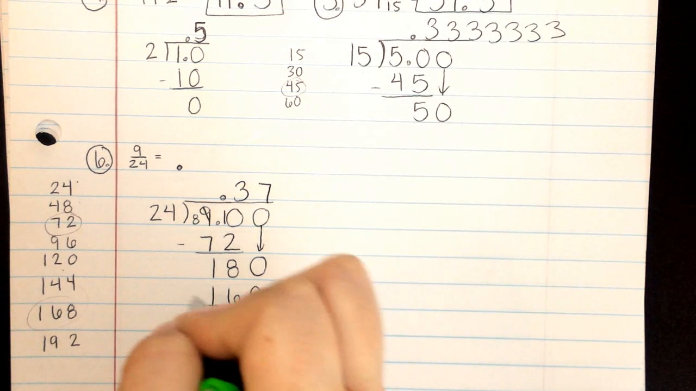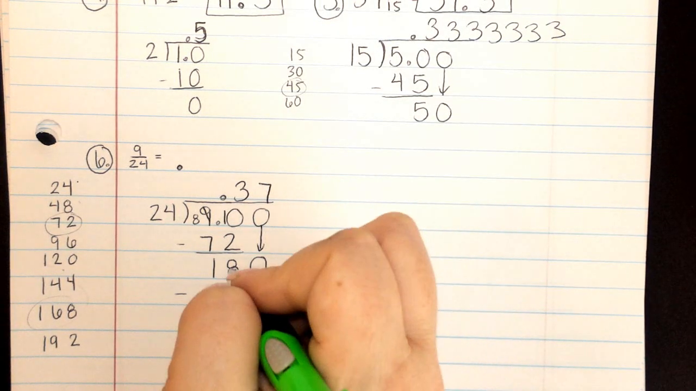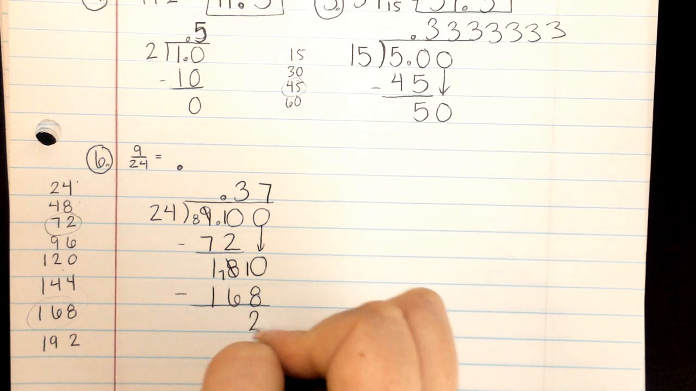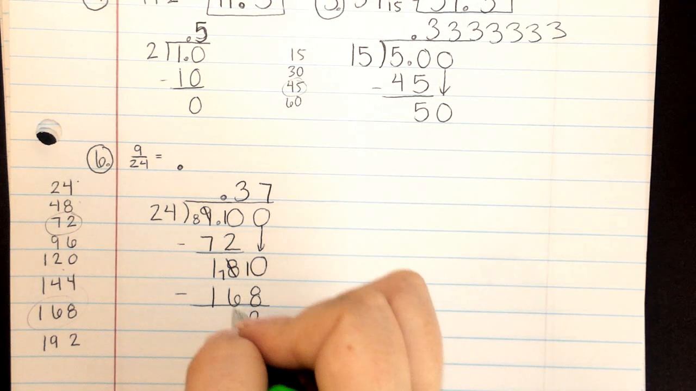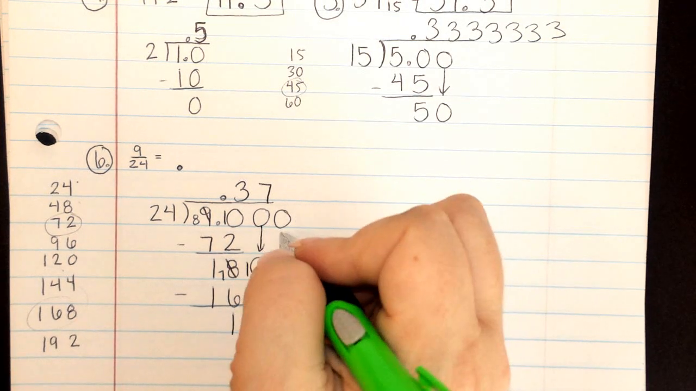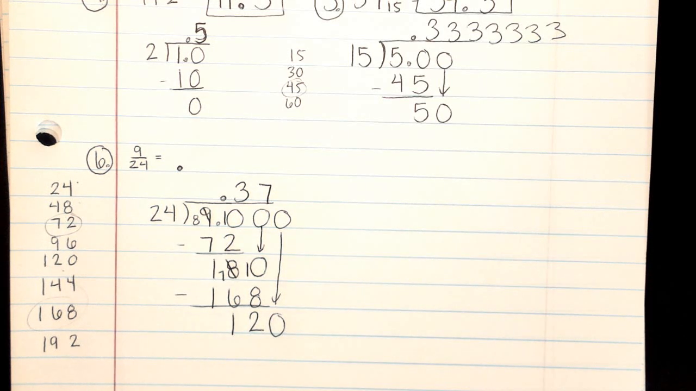168. Let's subtract that. 0 minus 8? Can't do it. So I'm going to borrow. That becomes 7. 10 minus 8 is 2. 7 minus 6? 1. Okay, so I'm going to add a 0 and bring it down. Has anything repeated yet? No, we have to keep going.